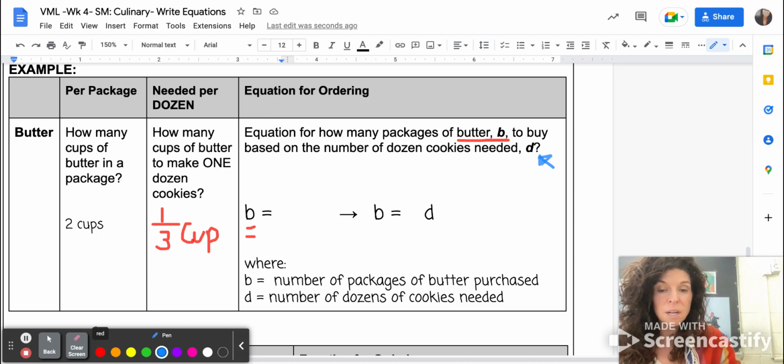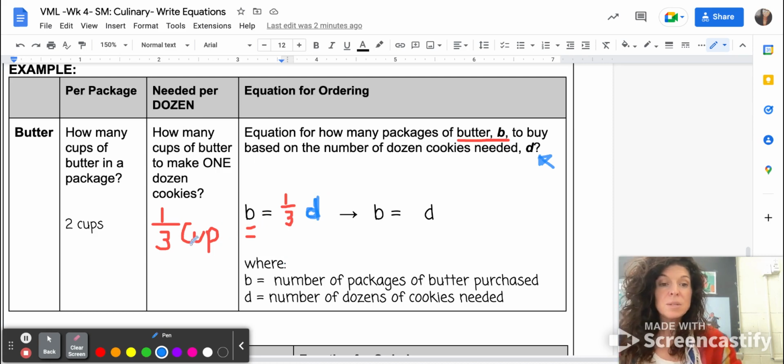Okay. So first we want to think about how much do we need for any number of dozen. Just like before when we were buying bags of chips, every bag of chips cost $1.29. Every dozen cookies needs 1/3 cup of butter. So we're going to do 1/3 times however many dozen cookies we need. If 10 classrooms order a dozen each, we need 10 dozen cookies. So 1/3 times 10, however many dozen times 1/3. So that's a D. It's a really bad D.